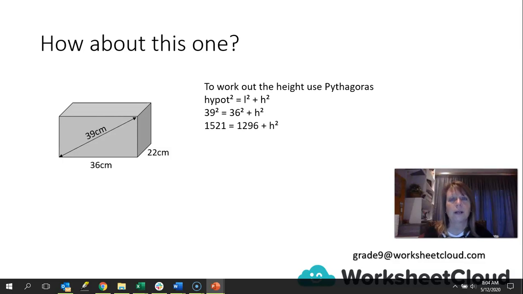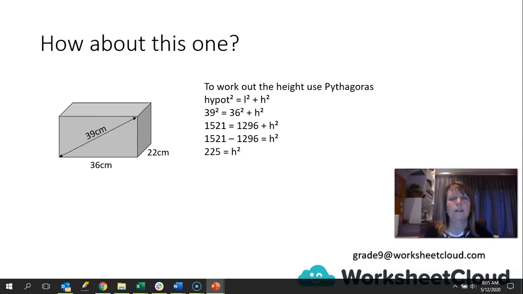So if we square 39, we're going to end up with 1,521. And if we square 36, it's 1,296. And we still are left without knowing the height. So we subtract that, we take the 1,296 across the equal sign, we end up with 1,521 minus 1,296. We are going to get 225. Remember, that is the square of the height.